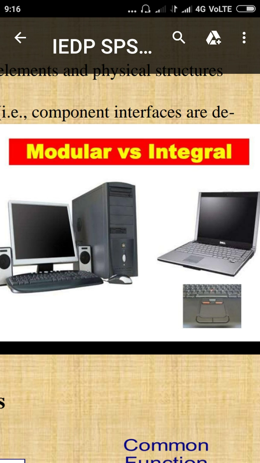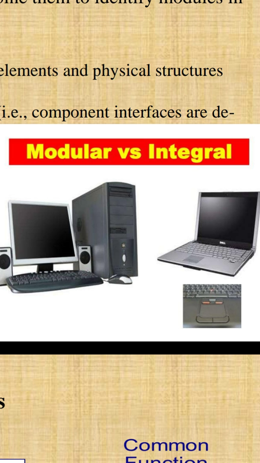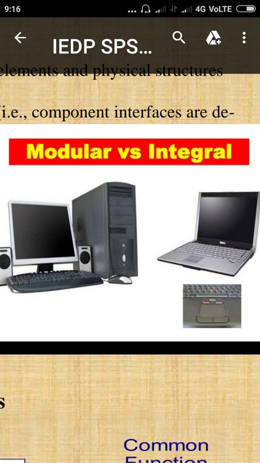Now we will see the disadvantages of modular architectures. Modular products are easier to reverse engineer, they tend to be suboptimal, and assembly costs are slightly higher. Now we will see the advantages and disadvantages of integral architectures.